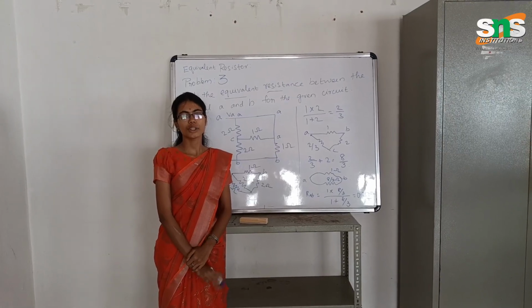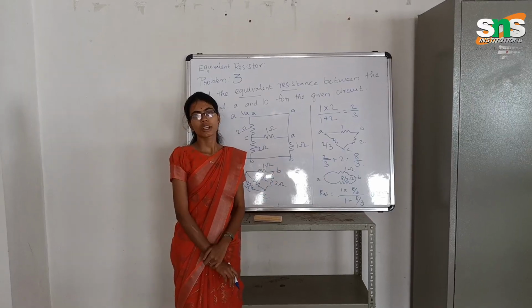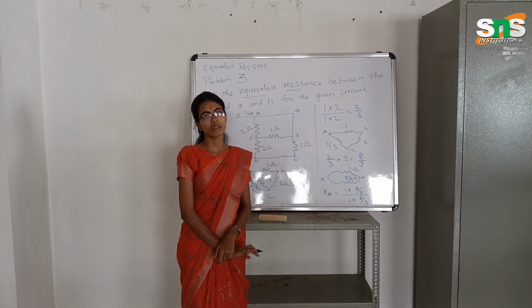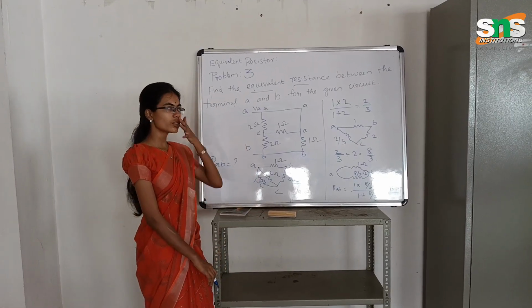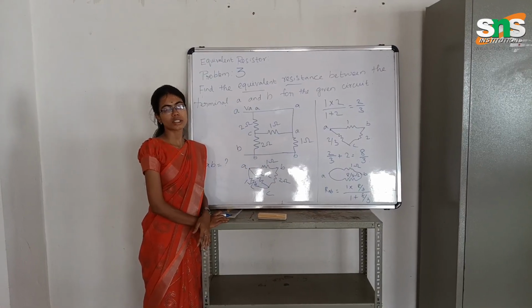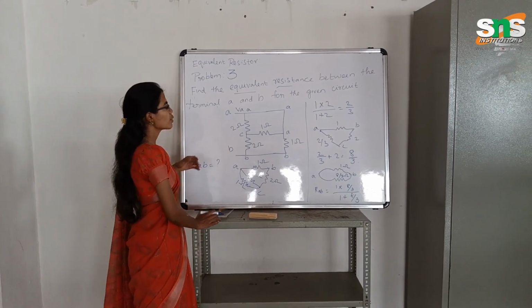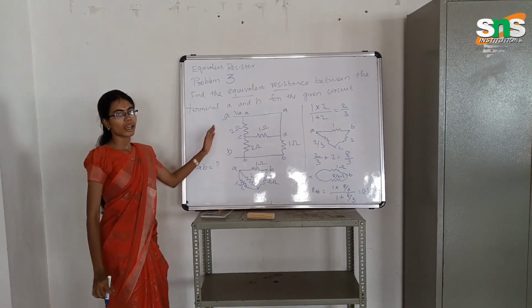In this lecture series video of electric circuit analysis, we are seeing about the topic equivalent resistance. So problem number 3. In the previous two videos, we found the values of equivalent resistance across the terminals A and B. Likewise, we are going to solve the equivalent resistance across terminals A and B.